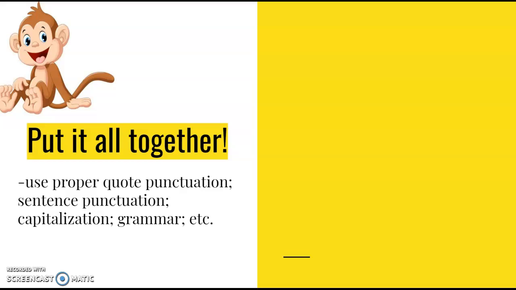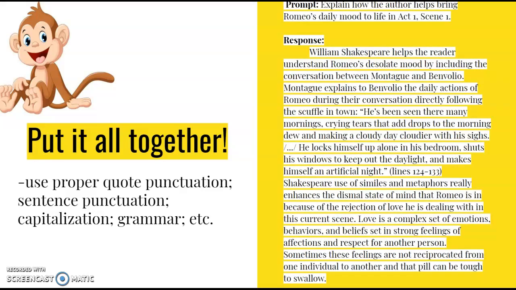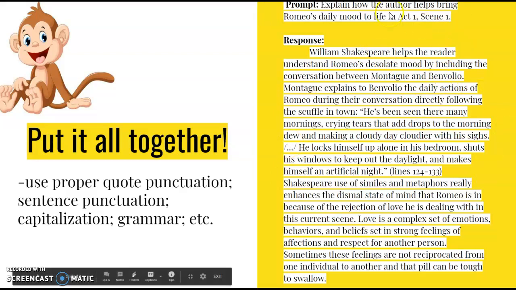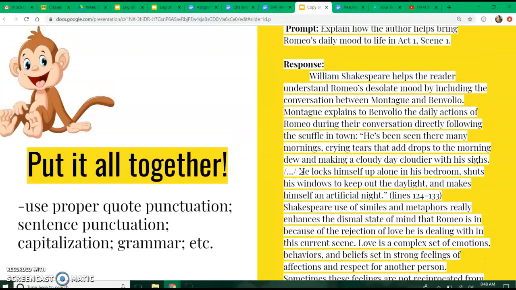And then putting it all together. Use proper quote punctuation, sentence punctuation, capitalization, grammar, mechanics, all of it. It should be a lengthy paragraph of anywhere between 5 to 10 sentences. A one-sentence answer to this question will get you nothing. You need to have a very well written, good response to the question. So that's the review of that.